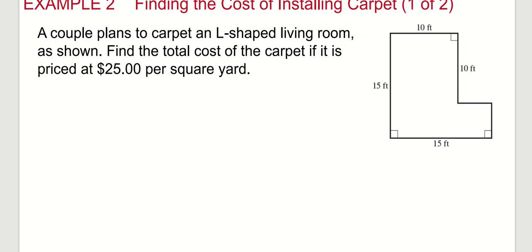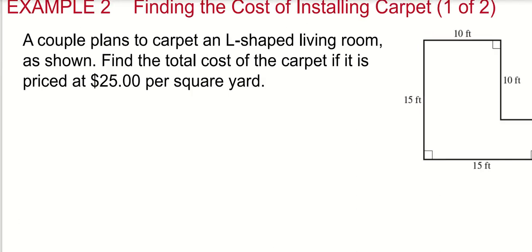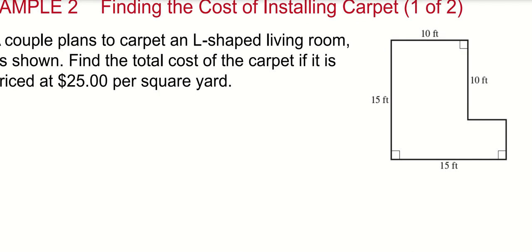Let's take a look at example 2. We want to find the cost of installing carpet in a room. So we have a room that has the given shape, and we're told that the carpet costs $25 per square yard, and we want to find the total cost of carpeting this room. The first thing that we would want to notice is that this particular room is not a simple square or simple rectangle. It's what we call a composite geometric figure, meaning that it's made up of simpler shapes.